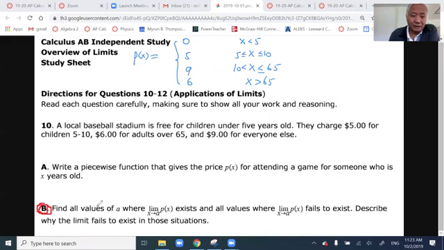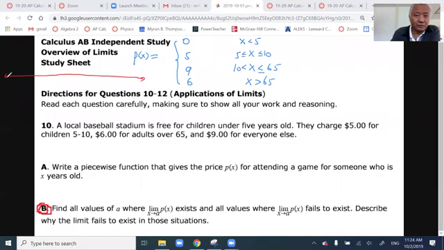Now, they ask you to find the values of a where, when x approaches a, the limit of P(x) exists, and all the values of a where the limit as x approaches a fails to exist. Describe why. Okay. To say where they exist, let me just draw the chart here.